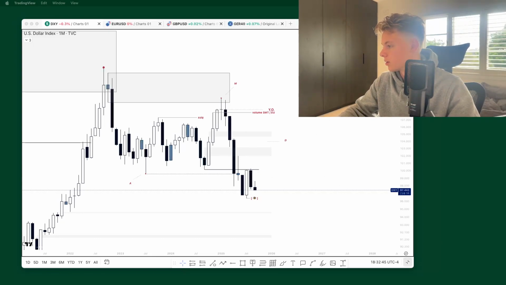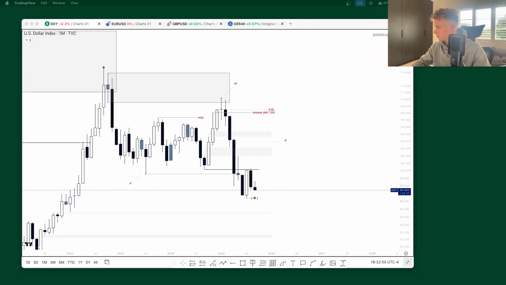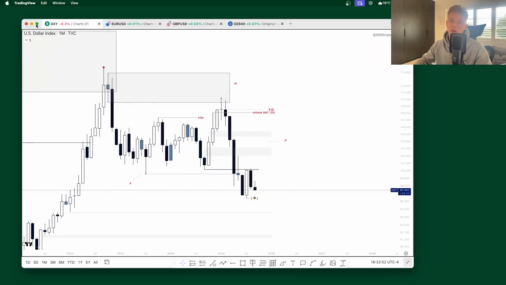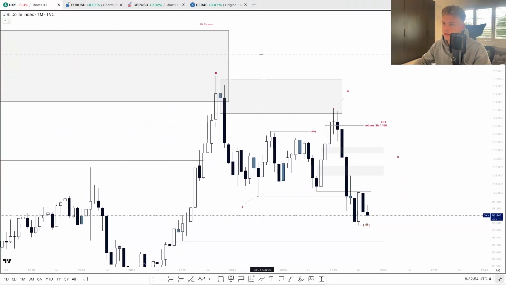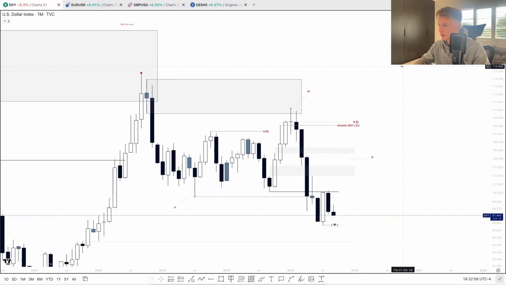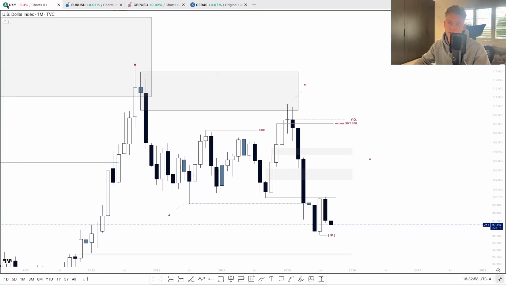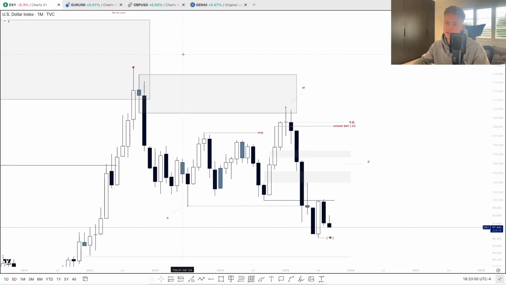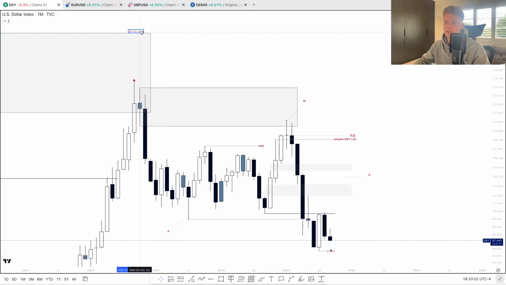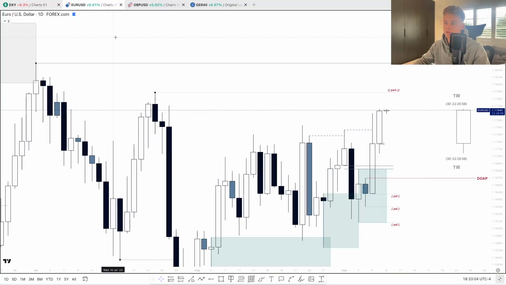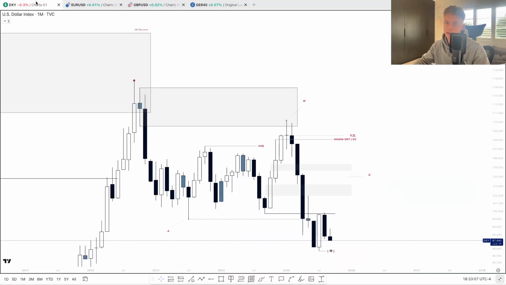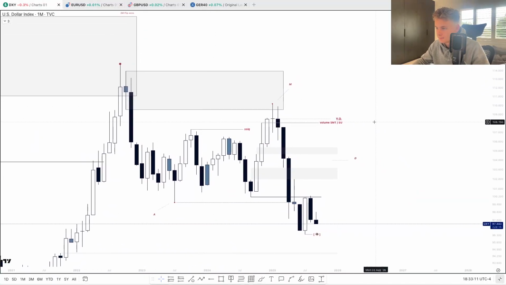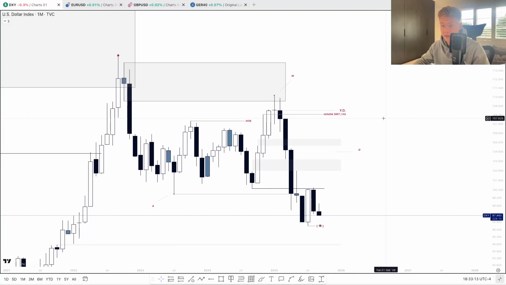So I'm just going to reduce my camera size right here. And now we are going to dive deep into the analysis. I'm starting off on the monthly time frame. As you can see, this is the DXY. If you don't know what the DXY is, it's basically a representation of the dollar. On Euro USD, we've got the euro against the dollar, and here this is mainly focused on the dollar. Okay, so let's look at this chart.